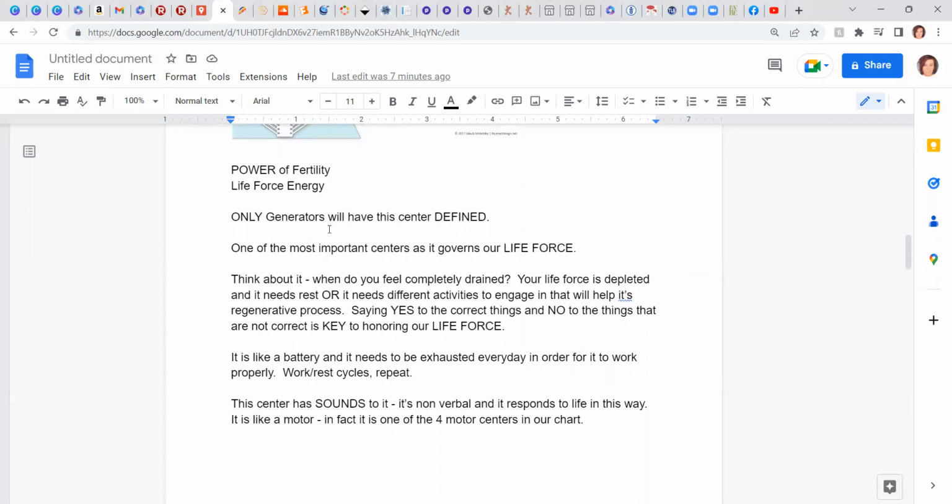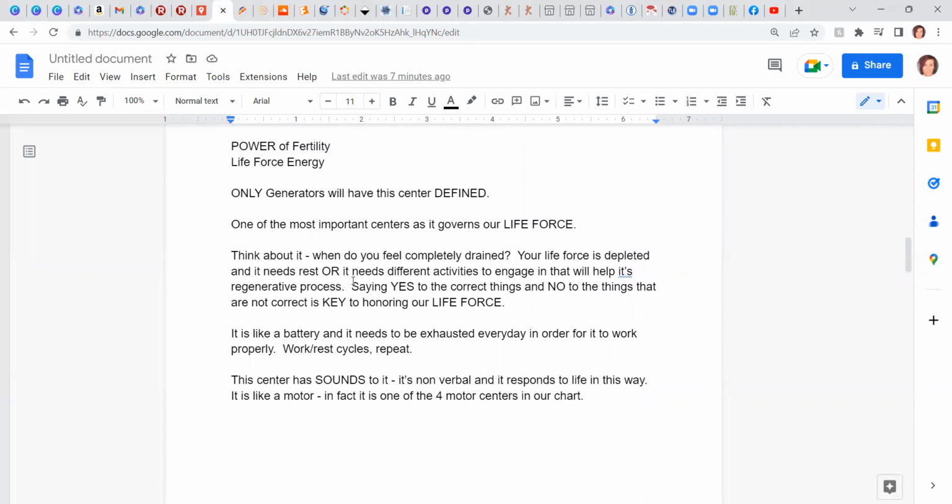So like I said, only generators will have the center defined, one of the most important centers as it governs our life force. So when do you feel completely drained? You feel like, oh my gosh, my life force energy is depleted, or it needs rest, or it needs different activities to engage in, and that will help its regenerative process. So saying yes to the correct things and no to the things that are not correct is key to honoring our life force and just to have this energy.